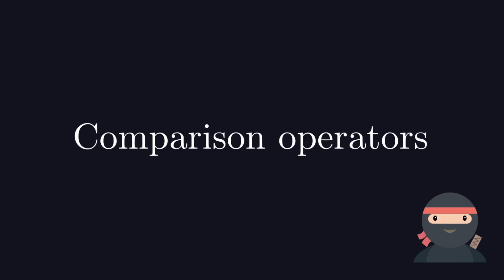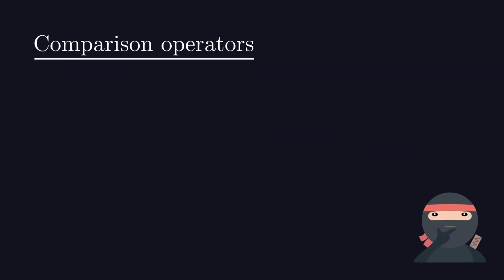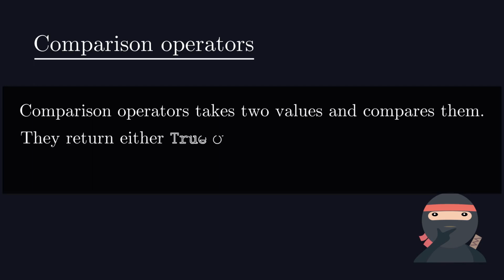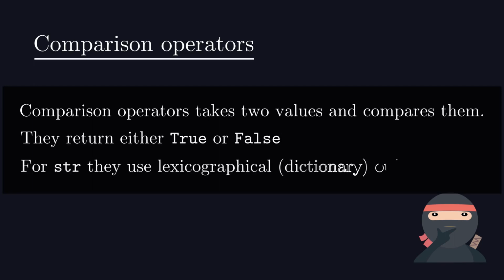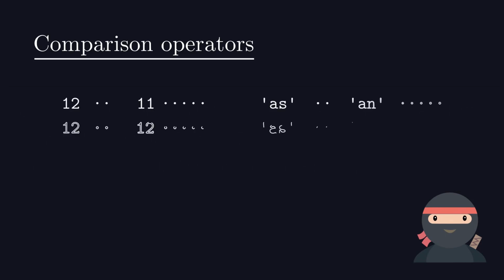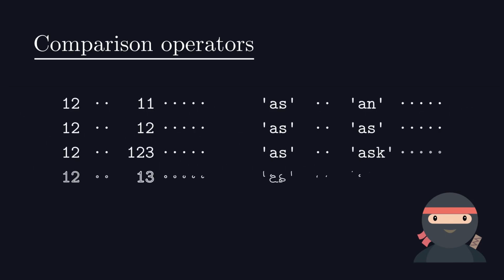A comparison operator takes two values and compares them. They return either true or false. For text, they use lexicographical or dictionary order. There are 6 comparison operators. Let's understand them with some numeric and text examples.